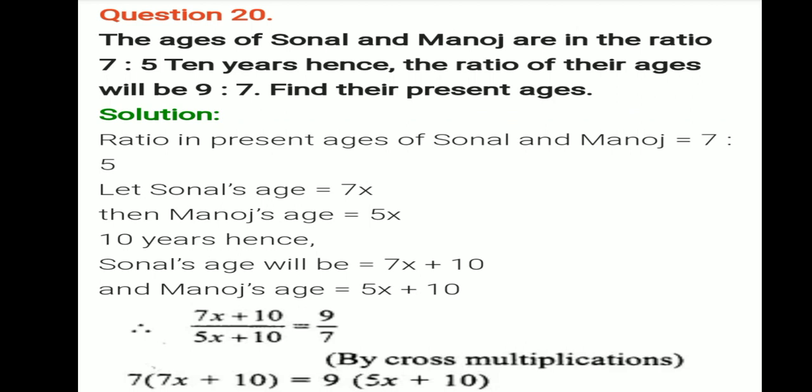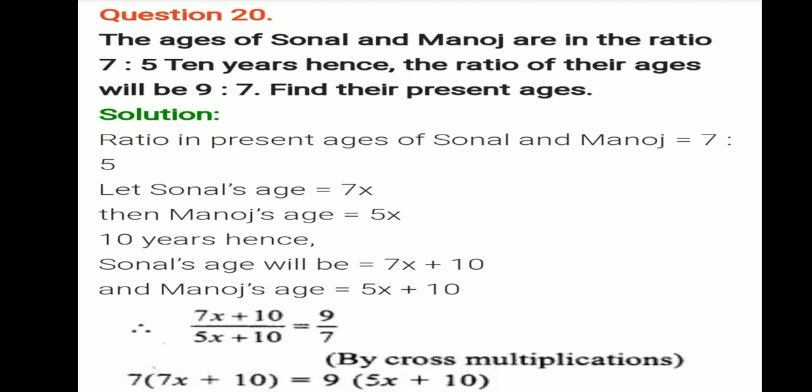Ten years hence means after 10 years. After 10 years Sonal will also grow 10 more, so her age will be plus 10, and Manoj's age will also be increased by 10. That's why it will become 7x plus 10, and Manoj's age is 5x plus 10. And we know a ratio can be written as a fraction also, so since Sonal's age is first, that will be the numerator, and then the denominator will be Manoj's age.